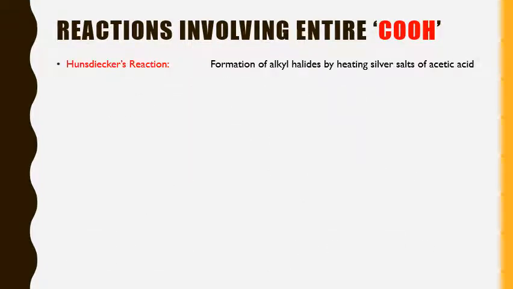And the next reaction, which involves the entire COOH group, is the Hunsdiecker reaction. What is the Hunsdiecker reaction? It is nothing but the formation of alkyl halides by heating the silver salts of carboxylic acids. Not only acetic acid, there is a typo here. If you heat the silver salts of carboxylic acid in the presence of CCl4, you will have this alkyl halide formation.